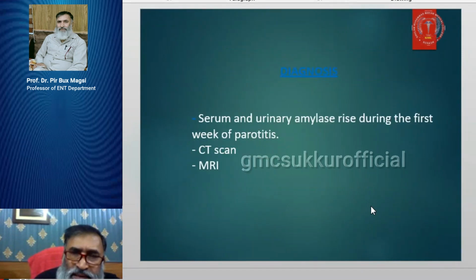Now, serum and urinary amylase are raised during the first week of parotitis. You can go for a CT scan to localize the disease, and MRI is also done for the localization of soft tissue tumors.